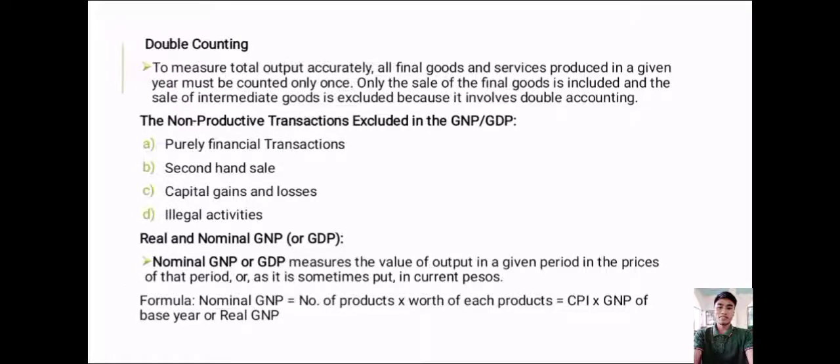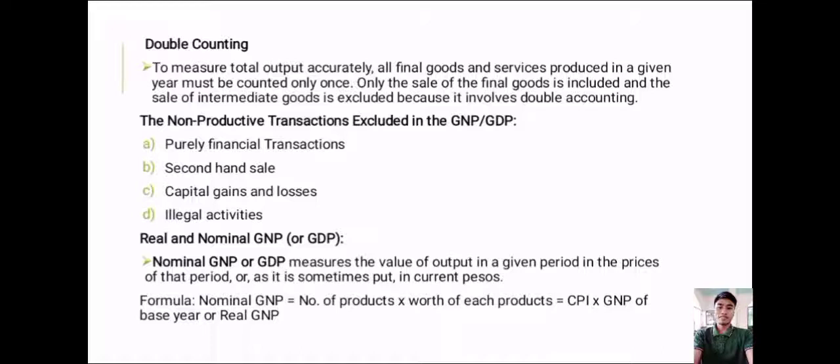Double counting. To measure total output accurately, all final goods and services produced in a given year must be counted only once. Only the sale of final goods is included and the sale of intermediate goods is excluded because it involves double counting. Non-productive transfer transactions are not included in GNP and GDP: pure financial transactions, second-hand sales, capital gains and losses, illegal activities.